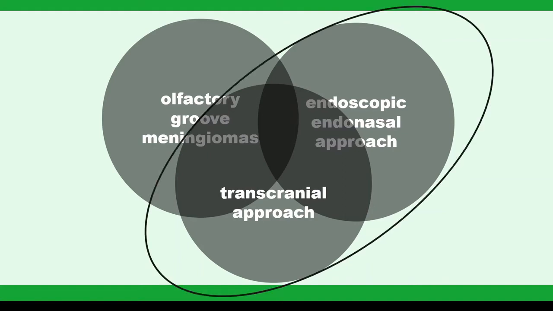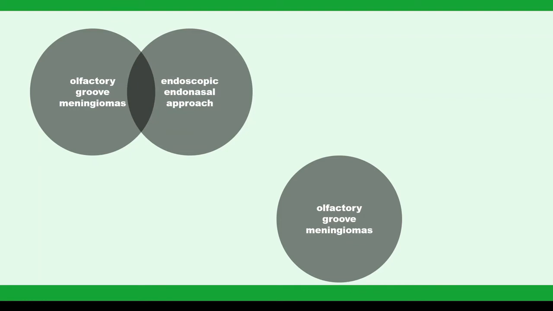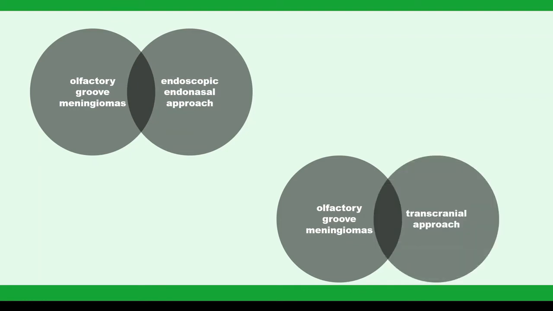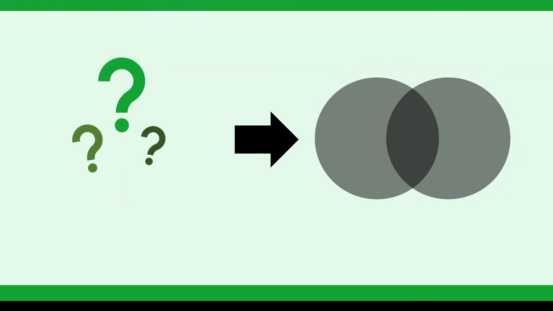You might also look at each approach separately and see if the data is homogeneous enough to be comparable. So your search concepts will include olfactory groove meningiomas and either endoscopic endonasal terminology or transcranial terminology, done in 2 separate searches. When formulating a comprehensive search or peer-reviewing someone else's search, give careful consideration to the way that the topic should be translated into appropriate search concepts.